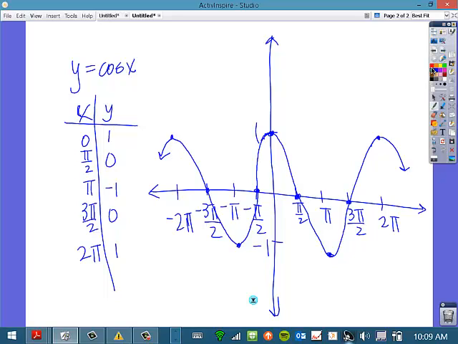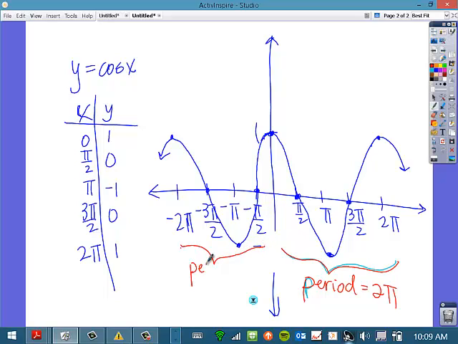So again, the period is 2 pi. I cannot click this pen today. It's supposed to be the pen, not the eraser. So again, the period is 2 pi.